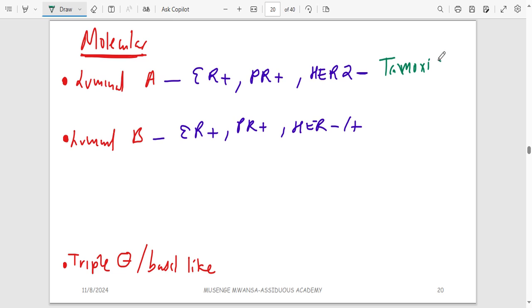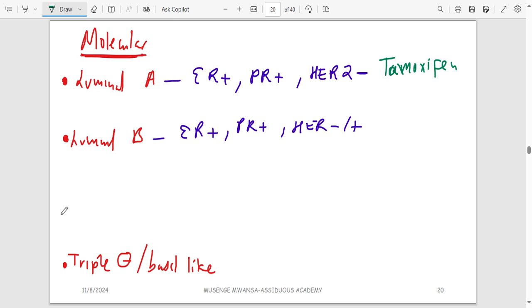And why are we using this drug? It's because this is an inhibitor for estrogen. Because these cancers have estrogen receptors, tamoxifen can come and bind on these cancers, and then you'll not be feeding them with estrogen. And when you're not feeding them, they'll not be able to continue growing. That's why it's important for you to understand this classification.